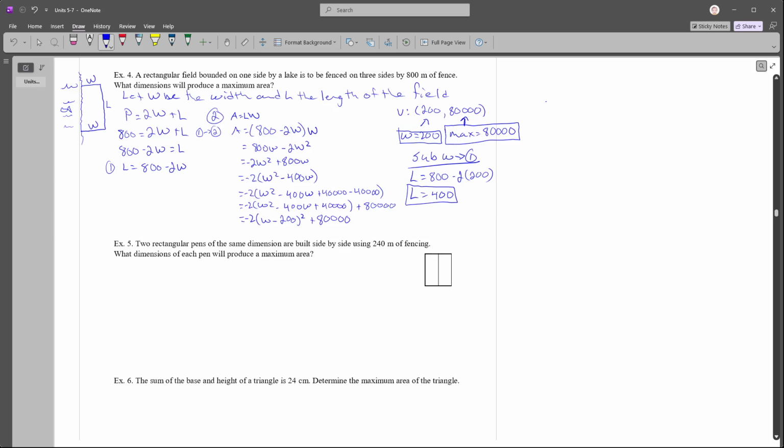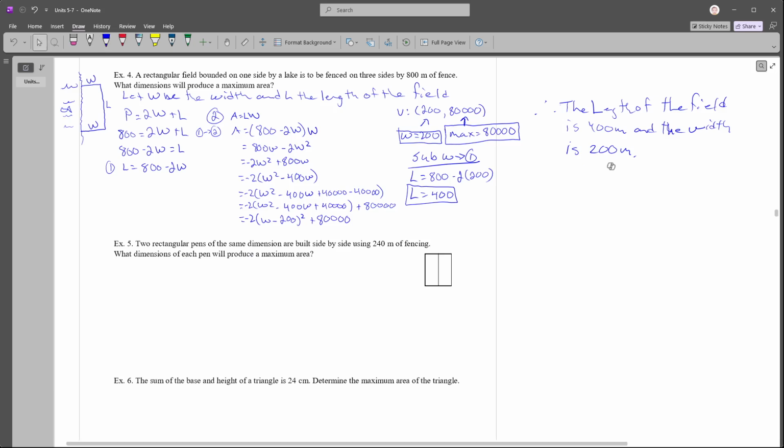So our final concluding statement: therefore, the length of the field is 400 meters, and the width is 200 meters. There we go. That's the whole thing. Example number 5.